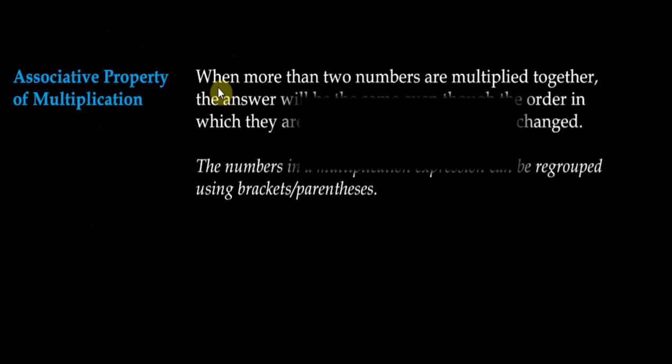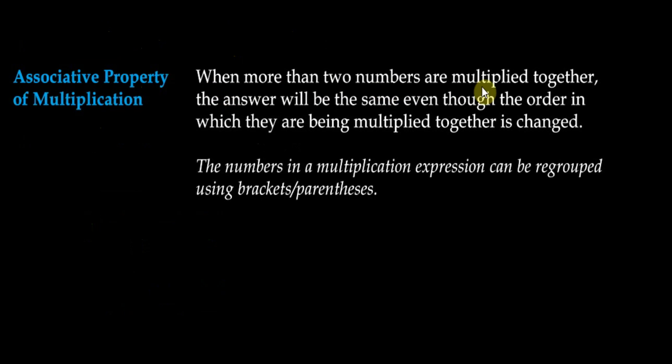Let's see what the second property of multiplication is. It is the associative property of multiplication. So let's see what it says. It says when more than two numbers are multiplied together, the answer will be the same even though the order in which they are being multiplied together is changed. Now this property is kind of the same as the commutative property of multiplication, but here we have more than two numbers which are multiplied together.